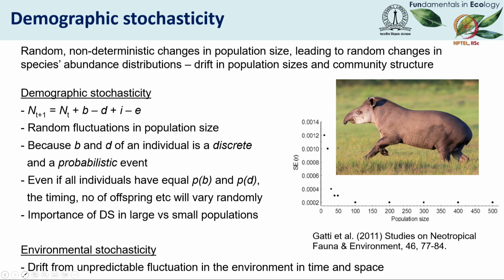A closely related concept in stochasticity is environmental stochasticity, which is random changes in population sizes through unpredictable fluctuation in the environment. So, if you have an extreme event like a cyclone or a hurricane coming through a habitat, then that extreme event could cause changes in population size that are actually unpredictable over the long term. So you could have events like floods and droughts and snowstorms and basically extreme events that can change population sizes and then affect community structure.